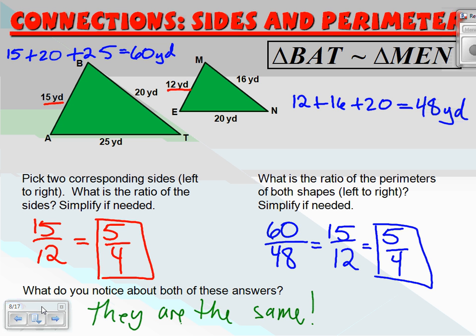So, if I asked you what the ratio of the perimeters are in any shape, all you have to do is figure out the ratio of the two sides. Why? Because you'll get exactly the same answer. The ratio of the sides is exactly the same thing as the ratio of the perimeters. That's it. That's the connection between the ratio of the sides and the ratio of the perimeters. Was that easy? I'm hoping it was.